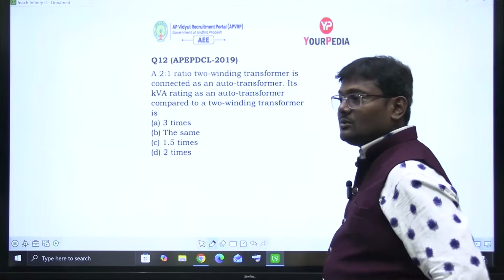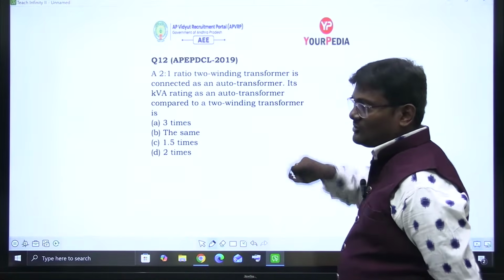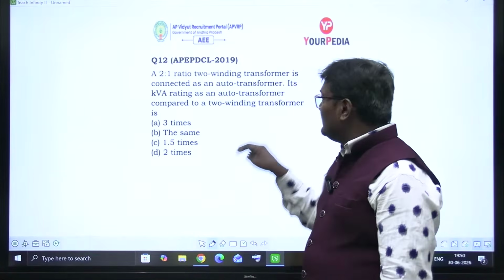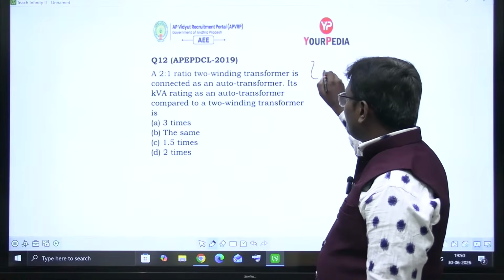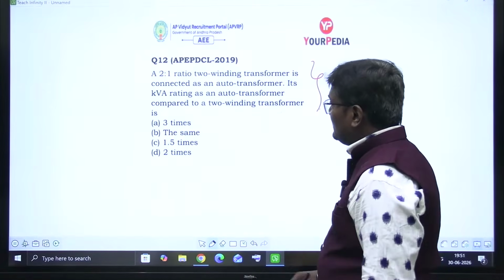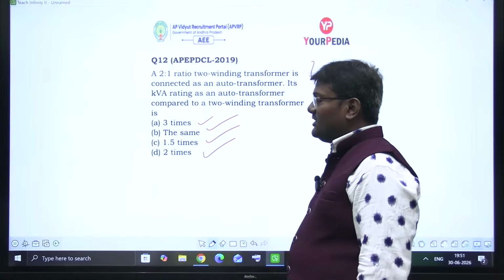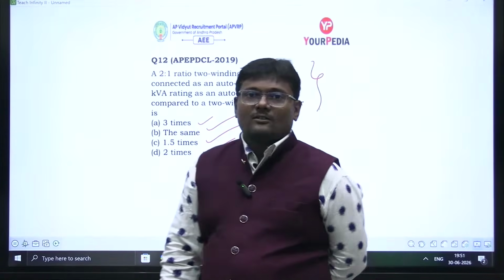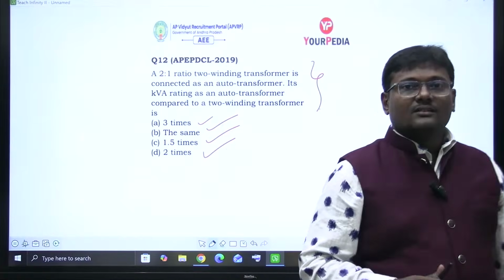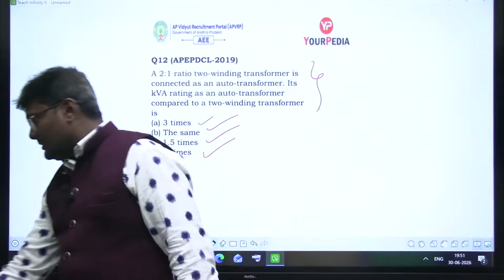Now, just now I told the concept behind the auto transformer. For this AP DCL 2019 question, you will see which option is correct and which option is wrong. Do it.